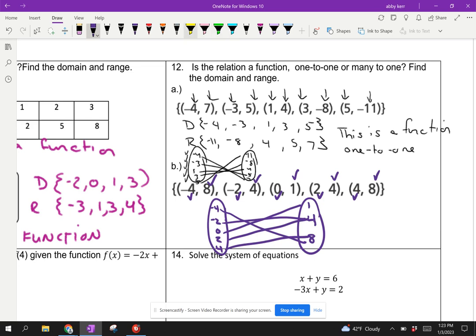So if you were to cover up the y values, each x value has one y value to it. So yes, it is a function. But it would not be 1 to 1. The reason why is 4 shares 2 x's, and so does 8. So we would call this many to 1.